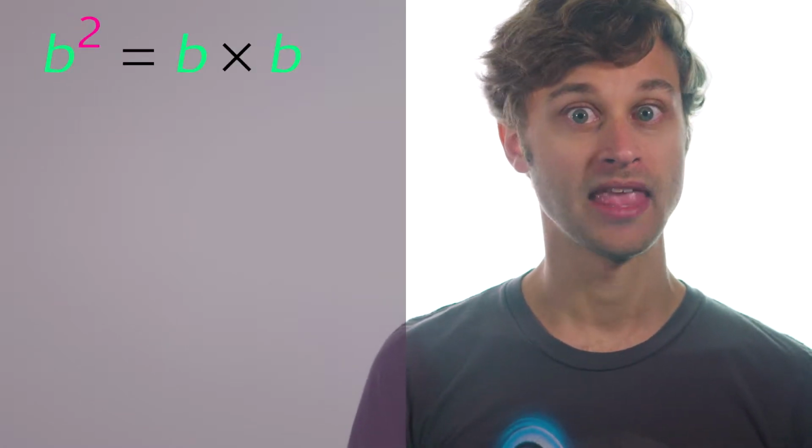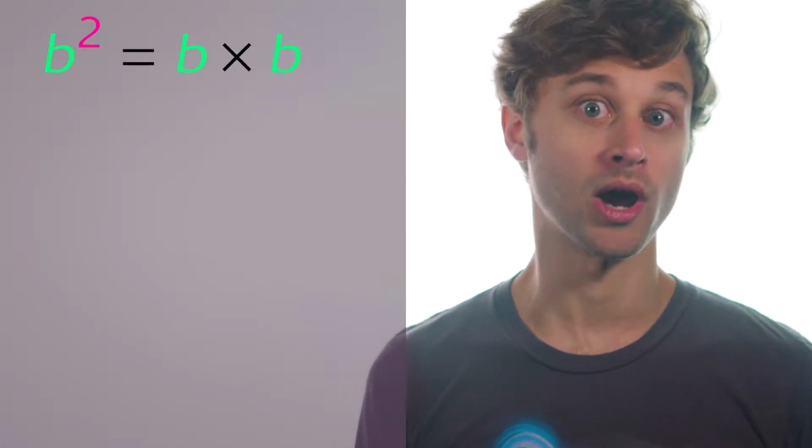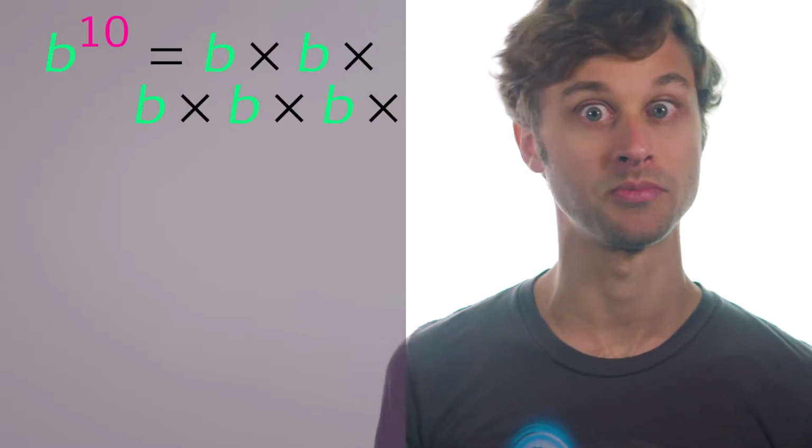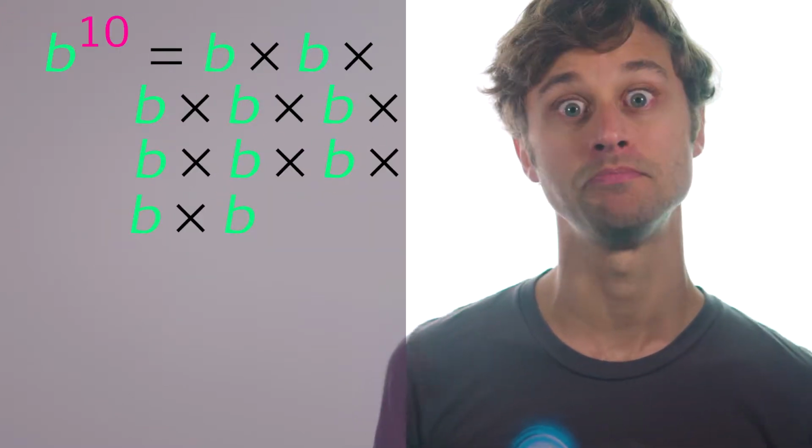exponentiation is. So if I take a number, say b, our constant base here, and I raise it to the 2 power, that means that I'm multiplying b twice by itself, so b times b. If I take b to the 10th power, I multiply it by itself 10 times, so b times b times b times b times b times b times b times b.